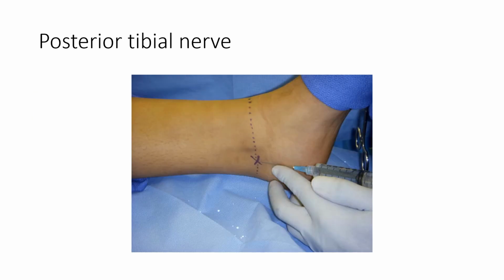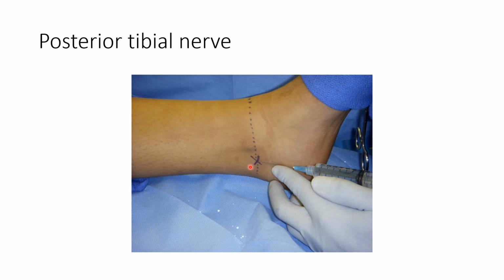So now we will block the posterior tibial nerve. The posterior tibial nerve lies posterior to the posterior tibial artery. The posterior tibial artery and nerve lie posterior to the medial malleolus. So this is the medial malleolus. Just posterior to the medial malleolus, we will palpate the posterior tibial artery pulsation, and just posterior to the posterior tibial artery pulsation, at this point, we will direct and infiltrate a superficial wheal.